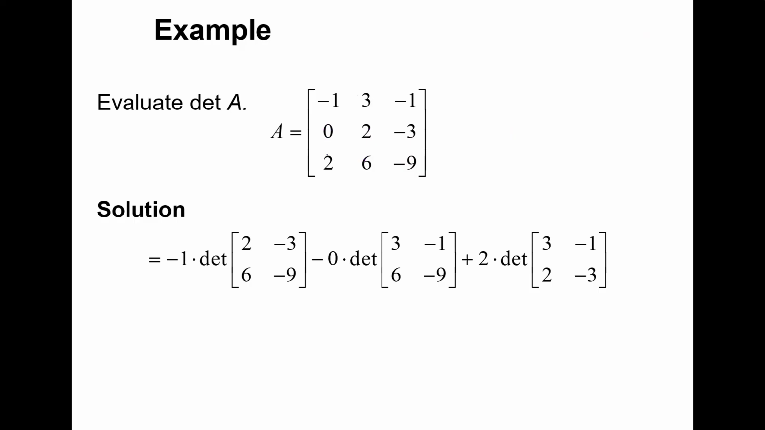Then if we have 0 here, again, remember, it's a minus here. And then it's going to be a 3, minus 1, 6, minus 9. And then we have plus 2 times 3, minus 1, 2, minus 3. So now we just have to multiply those out. That's going to be a minus 18 plus 18, so that gives us 0. And then 0 times, doesn't matter what that is, that's going to be 0. And then that's going to be a minus 9 plus 2, so it's going to be minus 7 times that. So we're just going to get a minus 14 for the determinant here.